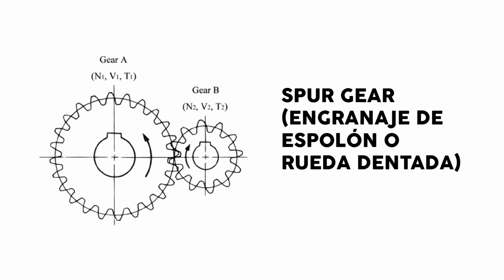Types of gears. Spur gear o engranaje de espolón o rueda dentada. This one is the most common type of gear you can find.